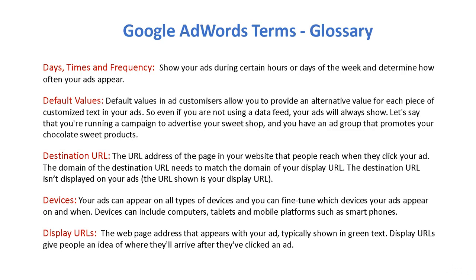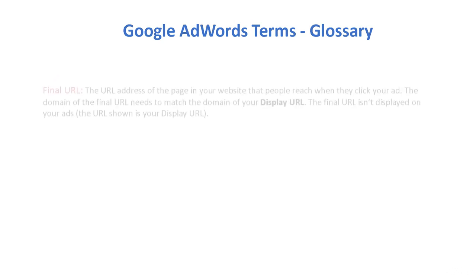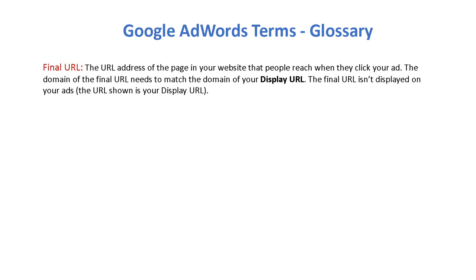Final URL. That's the URL address of the page in your website that people reach when they do click your ad. The domain of the final URL needs to match the domain of your display URL. The final URL isn't displayed on your ads. That is to say that the URL shown is your display URL.